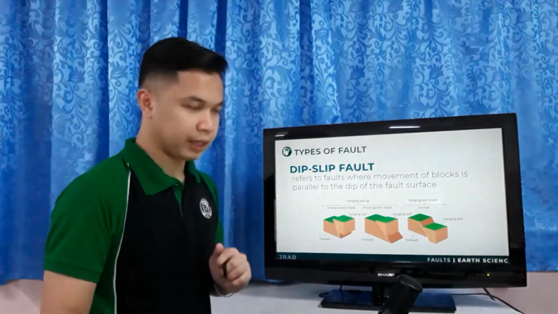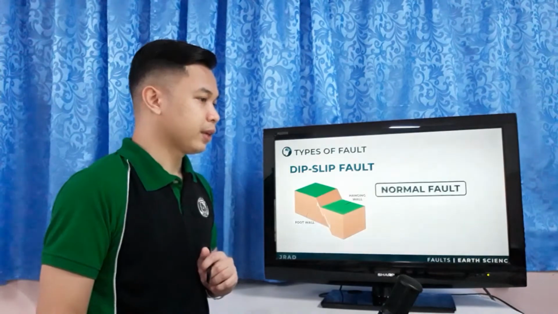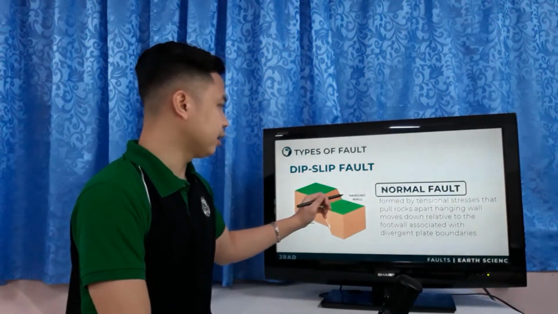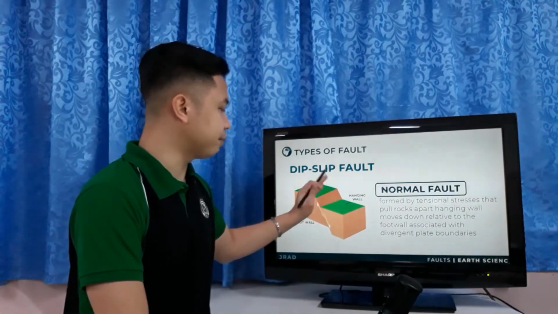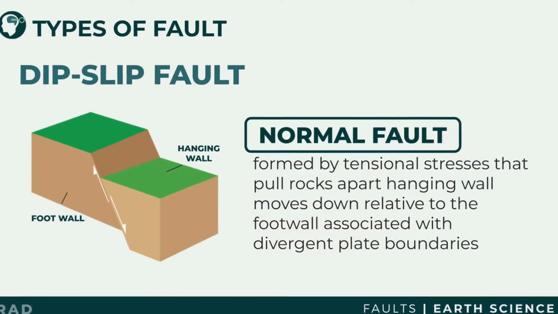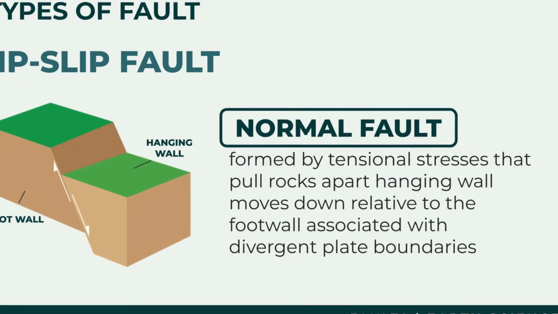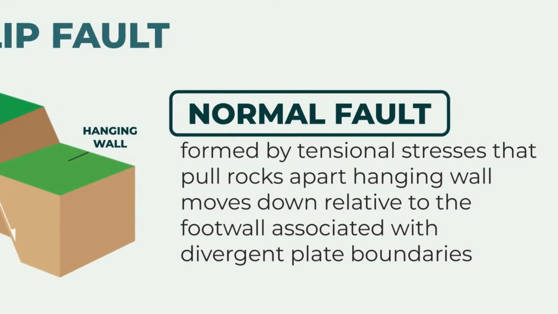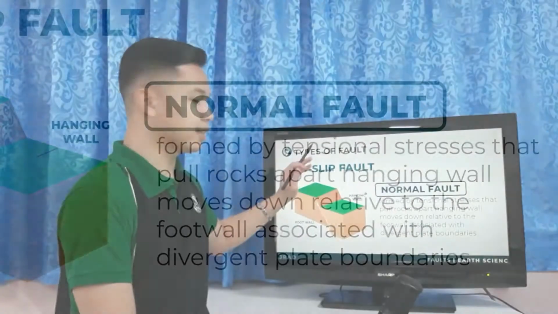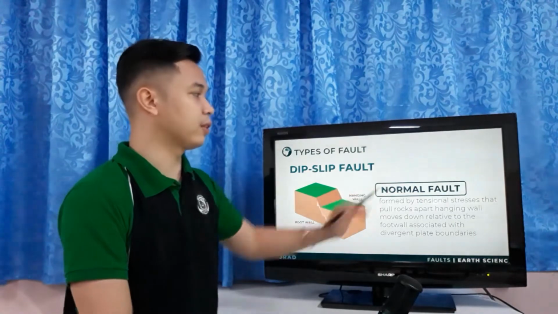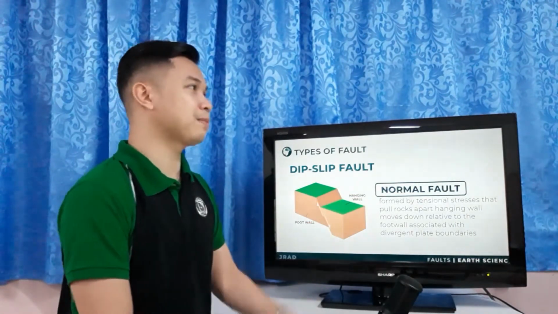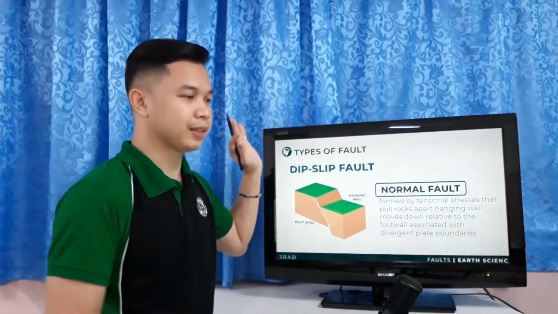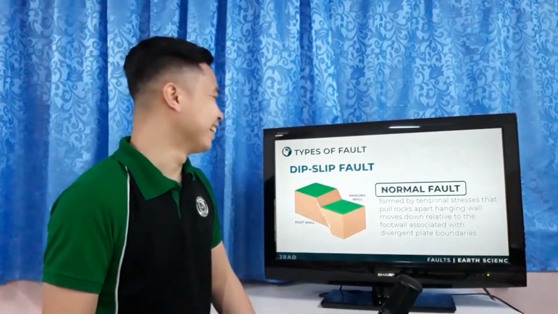Okay? So, let's continue. Now, the normal fault is when this hanging wall, kapag si hanging wall ay bumaba. It is formed by the tensional stress that pulls rock apart. Hanging wall moves down relative to the footwall, associated with divergent plate boundaries. Pag si hanging wall ay bumaba, that's what we call the normal fault. Ano naman ang tawag kapag si hanging wall ay umakyat? Abnormal ba? Hindi.